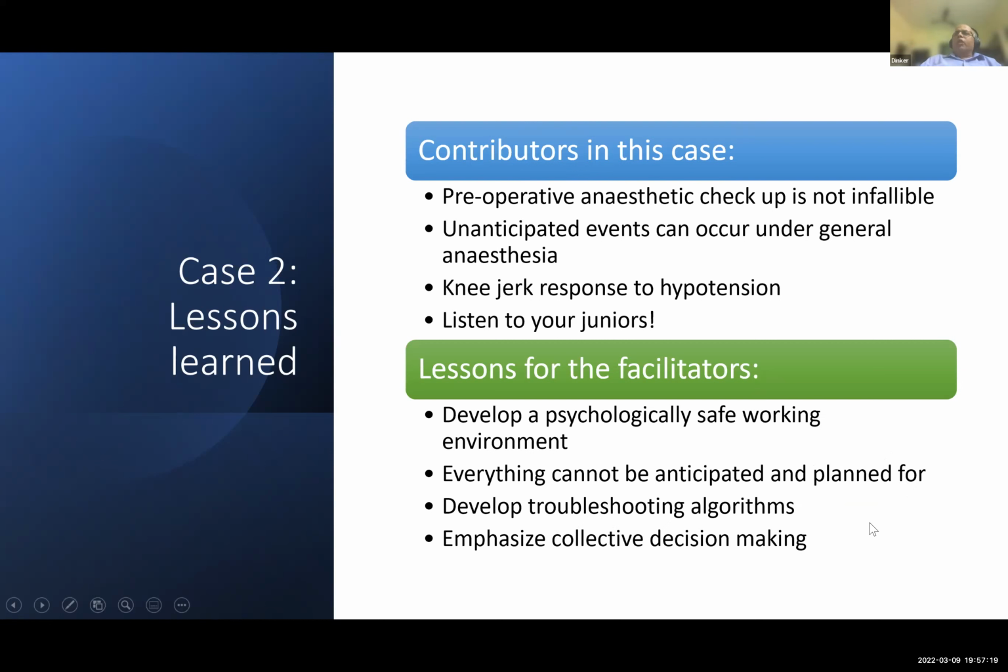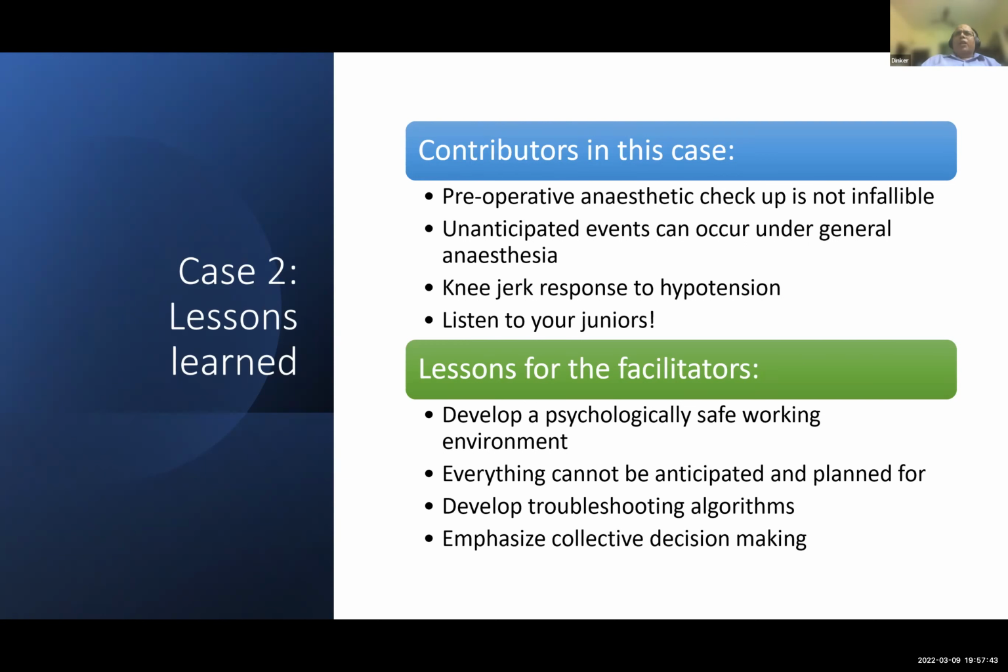Develop some algorithms for troubleshooting. So hypotension under anesthesia, hypoxia under anesthesia. I know most of the seniors amongst the audience have it in their mind that if such an event occurs, these are the steps I will take. But for many juniors, it is not so easy for them to know these steps. So if you prepare this as a protocol and have it available in the OT, it may be easy.